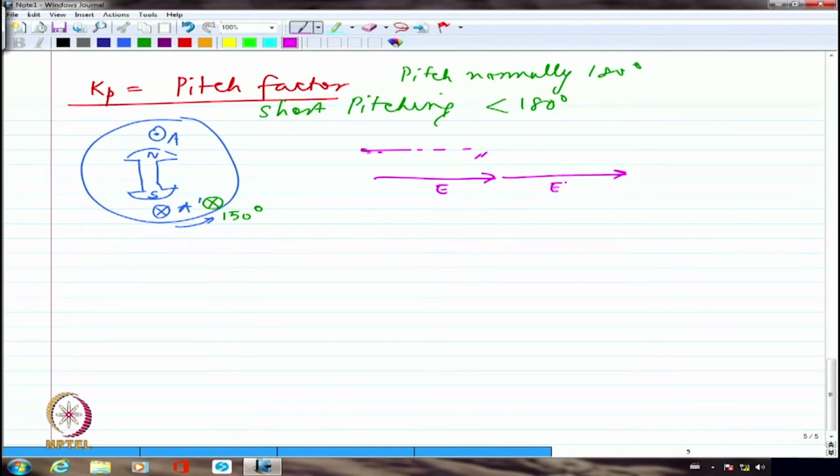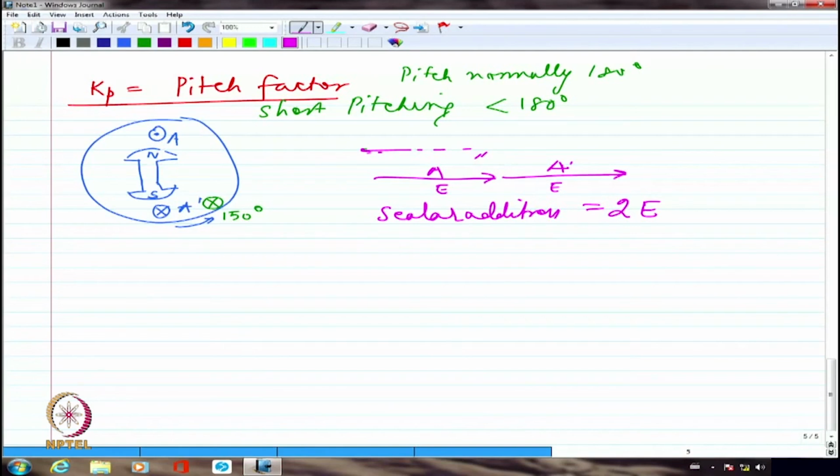So when I do the scalar addition, this is corresponding to A, this is corresponding to A dash. When I do the scalar addition, it is going to be simply 2E, assuming that both of them are facing the maximum strength of North Pole and maximum strength of South Pole. This would happen only if I have 180 degree pitch.